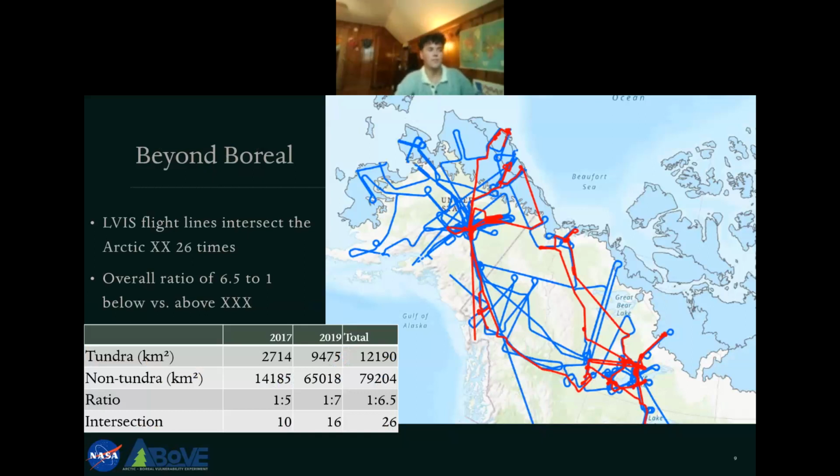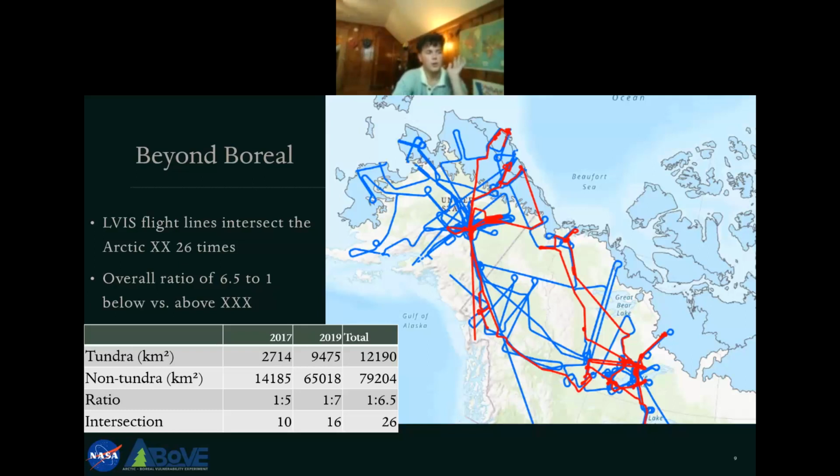Now, part of my title for this presentation is using LiDAR to investigate boreal change, but I want to clarify that ELVIS goes beyond boreal. So this figure shows ELVIS coverage of tundra in blue. Overall, we have a ratio of about 6-to-1 non-tundra to tundra observation. And part of that is 26 areas of intersection at the edge of tundra and taiga, which could be useful in researching ecotones as well.